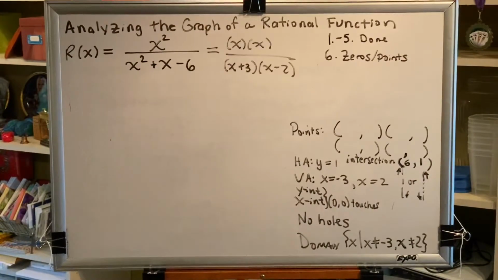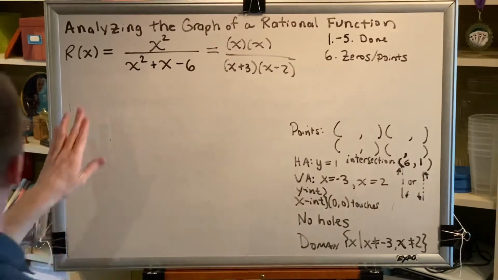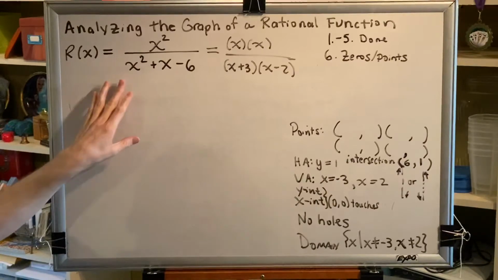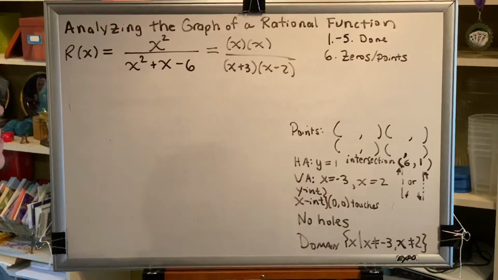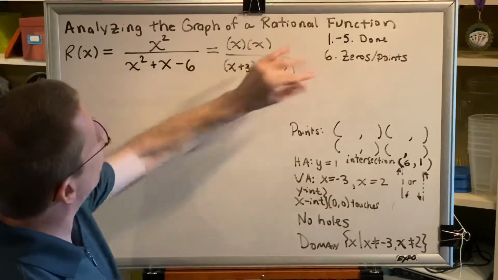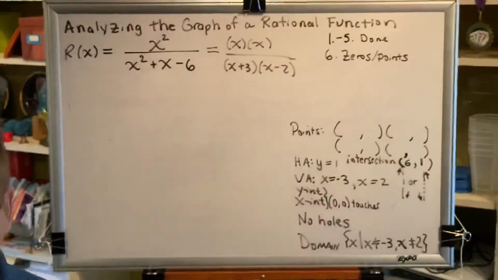Topic of this video is analyzing the graph of a rational function. This is a continuation of the previous video. Alright, so we're still dealing with r of x equals x squared over the denominator x squared plus x minus 6. We have completed steps 1 through 5. We're now ready to do step 6.